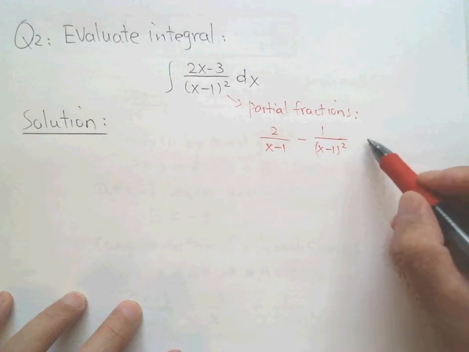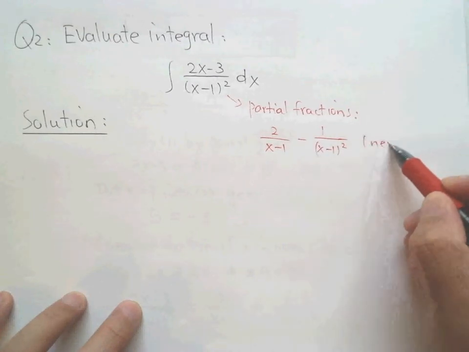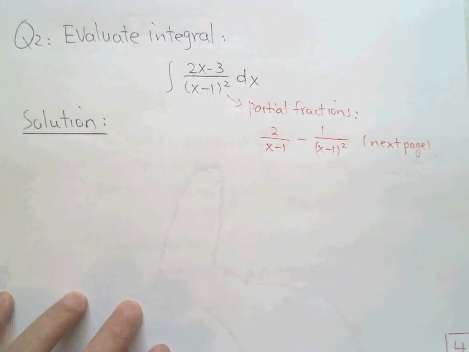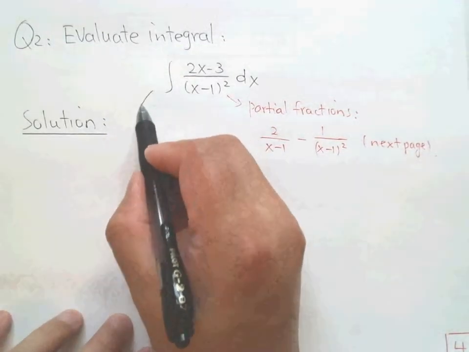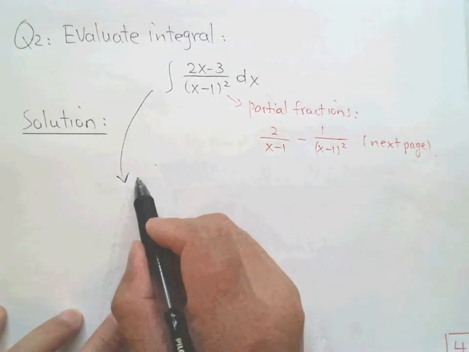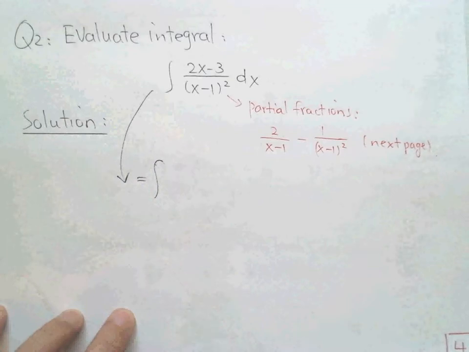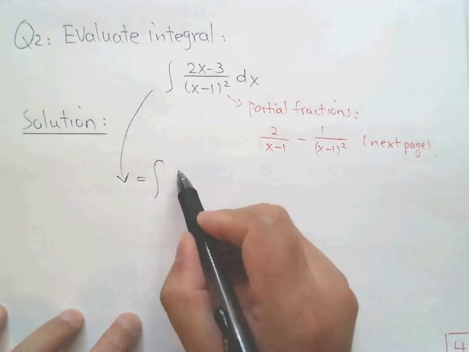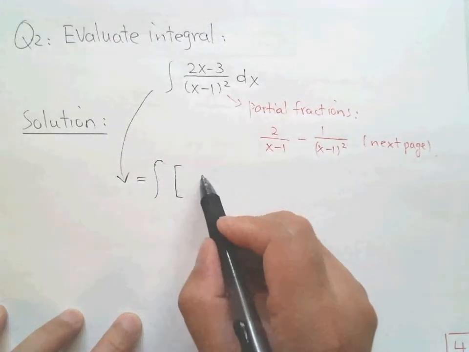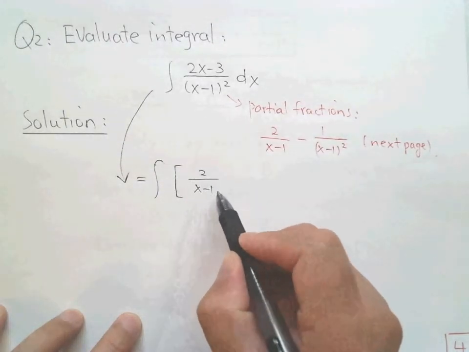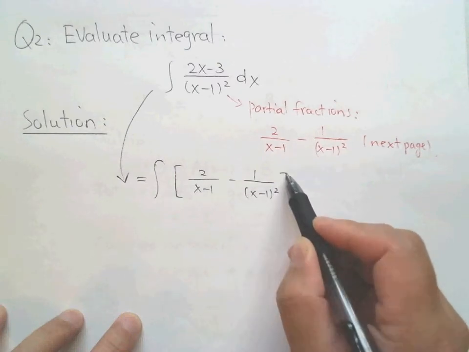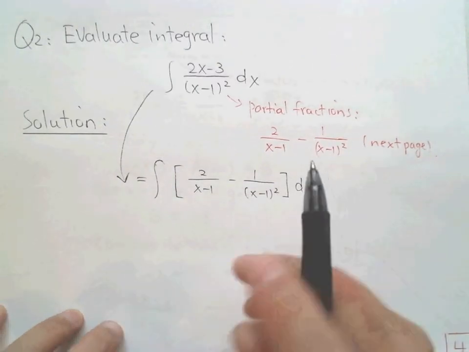I will definitely show you how to get this on the next page, but I will not go into all the detail, okay? So you can look at it later. So I'm going directly to this. If we have this breakdown or decomposition, how to do integration? Now, easy, okay? I plug this into the integrand. The first is 2 over x minus 1. The second is 1 over x minus 1 squared, and then dx, right?